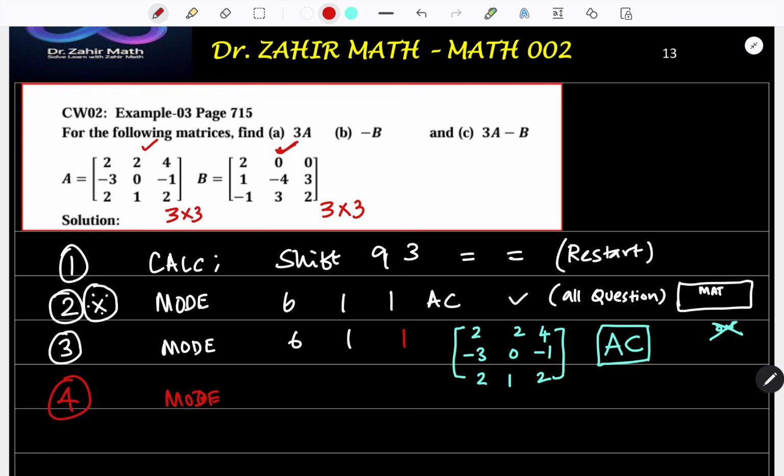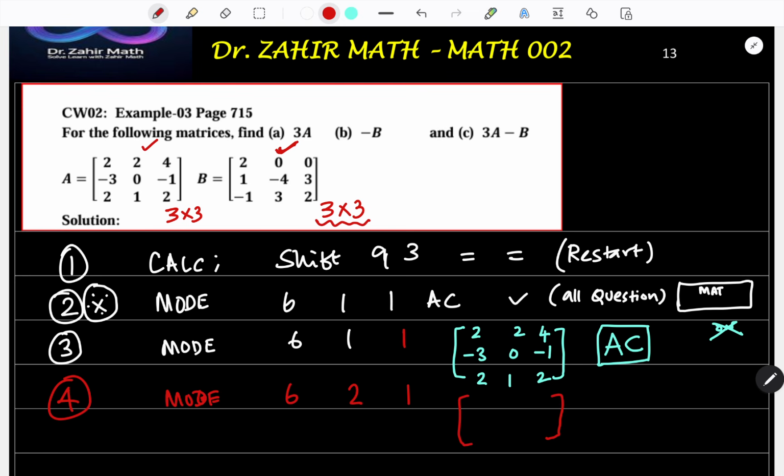Mode 6. So press mode and then 6. Mode 6 and then press number 2, not 1. Press number 2, and this matrix is also 3 by 3. So press 1 again. If you press 1 again, the matrix will open like this.